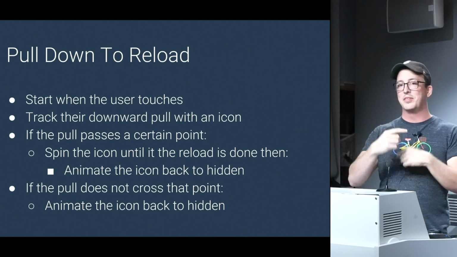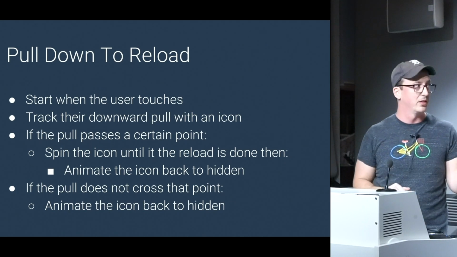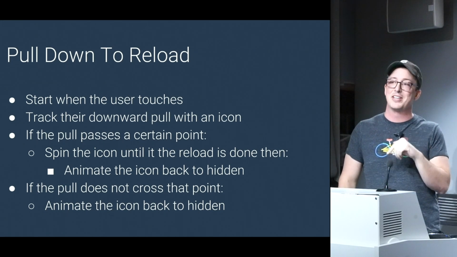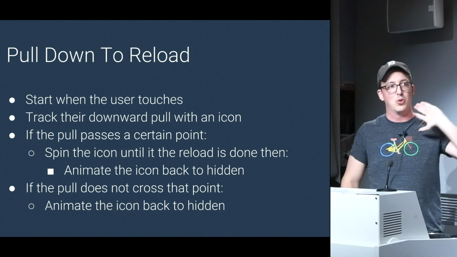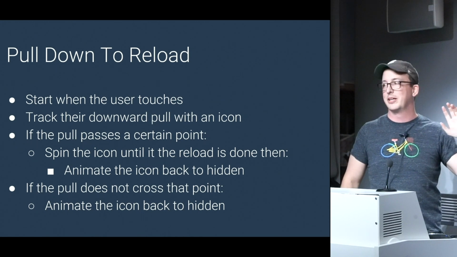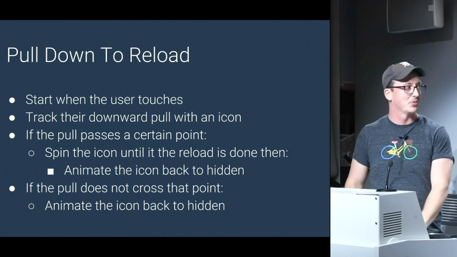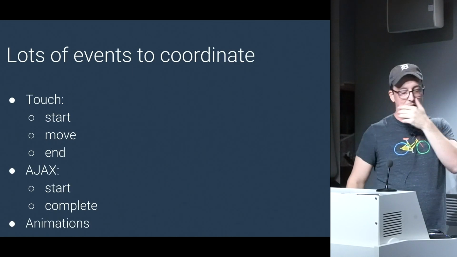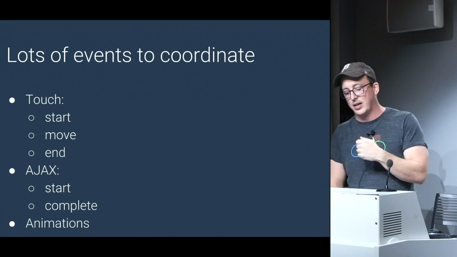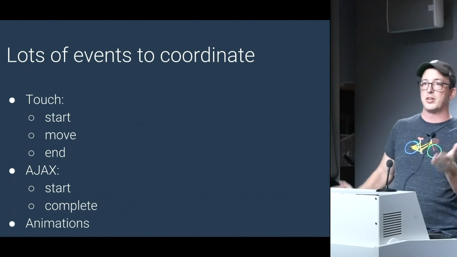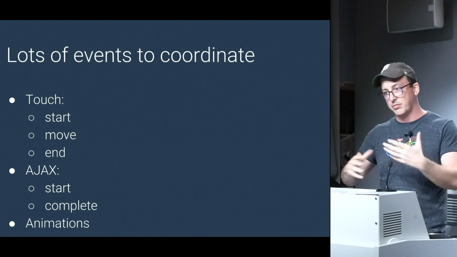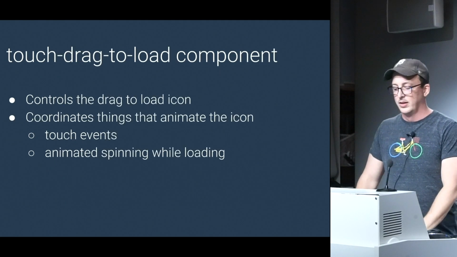And you also have the animation, which itself could be an observable. You can make animations with observables. I actually did in this example, but I don't dive into animations because that would be a whole separate 30-minute talk probably, on how to make animations with Rx. But again, there's just a lot to coordinate. There's 3 different touch events. There's Ajax that we have to know when it starts and when it completes. And you also have to deal with animations. And you have to get all these things working together.